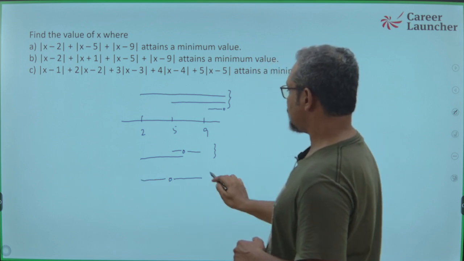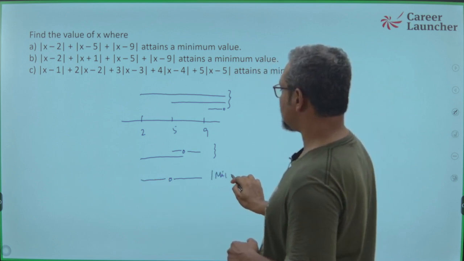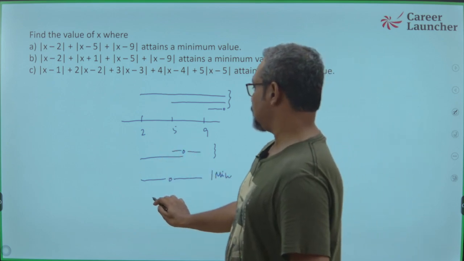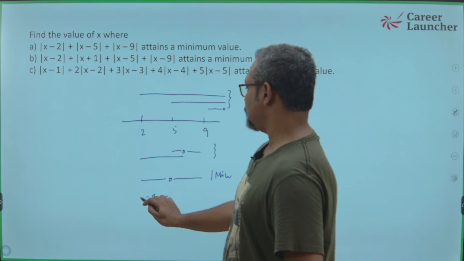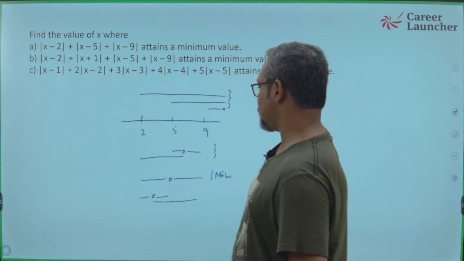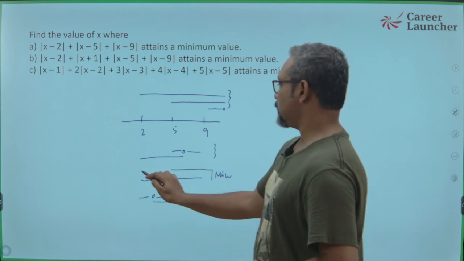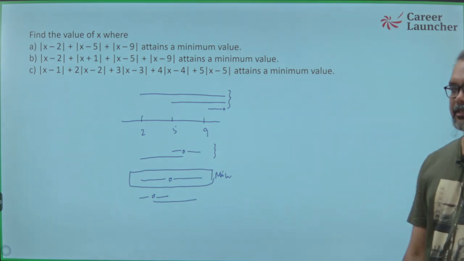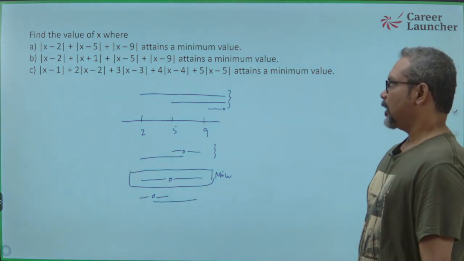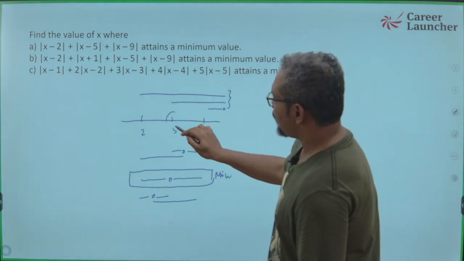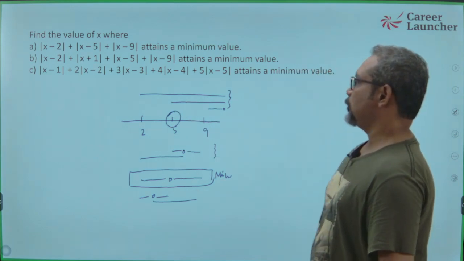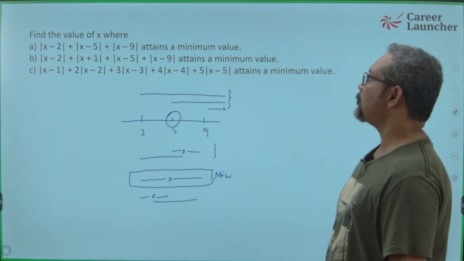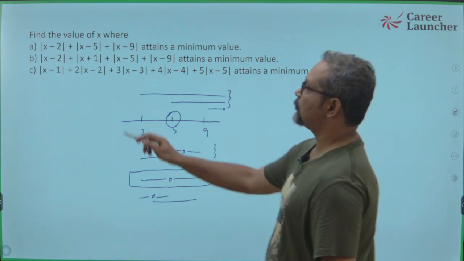So this has become the least here. As it passes and comes here, the sum of distances becomes higher and higher. So that means the minimum is attained at this point. That means the median value, the middle value. So between 2, 5, 9, the middle value is 5. So the sum of moduluses attains a minimum at x equal to 5.